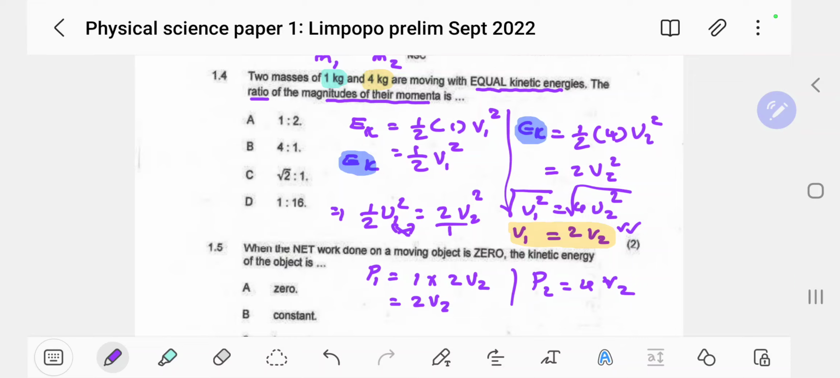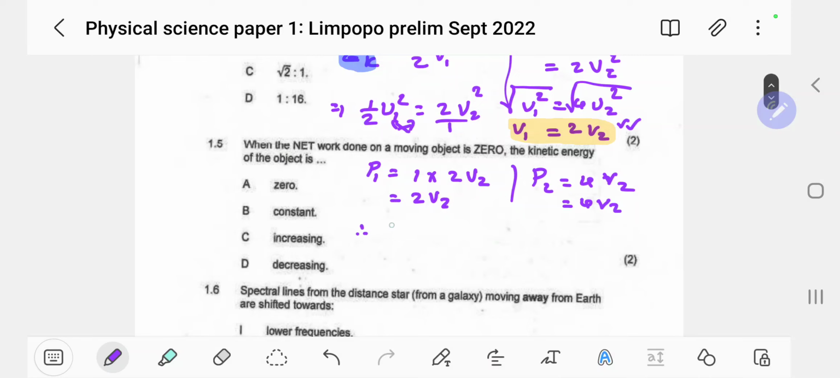All we wanted was to relate those two so that we can deal with this ratio nicely. So basically we have 2V2 and 4V2. Now we can say the p of the first object over p of the second object is going to be equal to 2V2 over 4V2. Now that cancels, that once, that twice, which is just 1 over 2. So 1 over 2 represented as a ratio is 1 is to 2. That is this answer here.